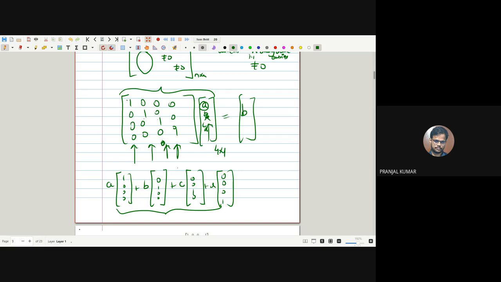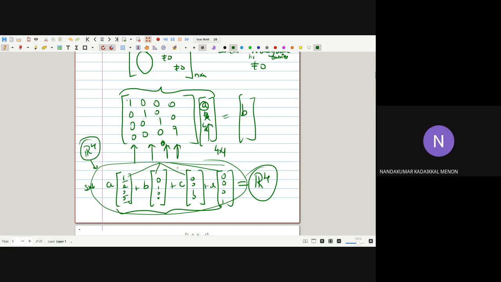Is this a linear combination of four independent vectors? Yes. So this is a span, a subspace. What is the dimension of this? It is 4, which means this is the entire R4. All these vectors are in R4, and I have four independent such vectors, so this span is actually R4 itself.